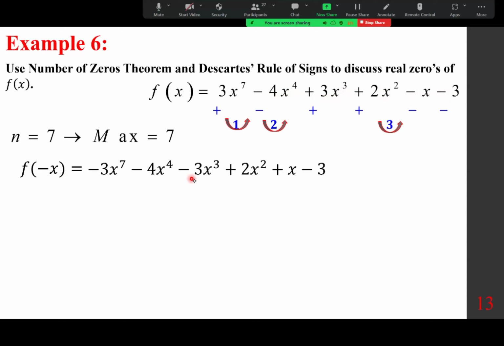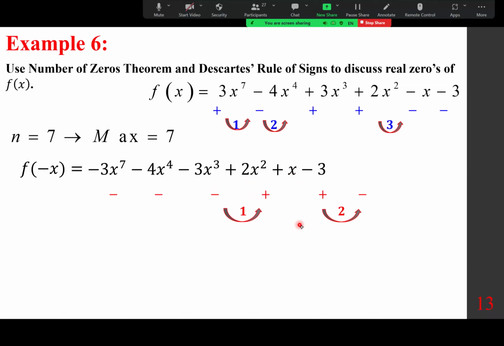Now, let's look at the signs only. Negative 3, we just want the sign. Negative. Negative. Again, negative. Positive. Positive. Negative. Just look at the signs, nothing else. So, negative to negative, no change. To this negative, no change. To this positive, there is a change. From this positive to positive, there is no change. From positive to negative, there is a change. So there is a change here and here. So how many changes? 1, 2.